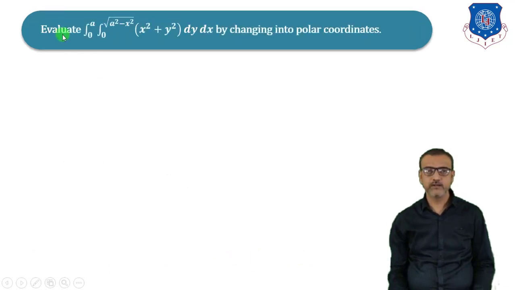Now we have an example related to this topic. Evaluate the integration from 0 to a, integration from 0 to square root of a square minus x square, of x square plus y square dy dx, by changing into polar coordinates. So here is the solution.